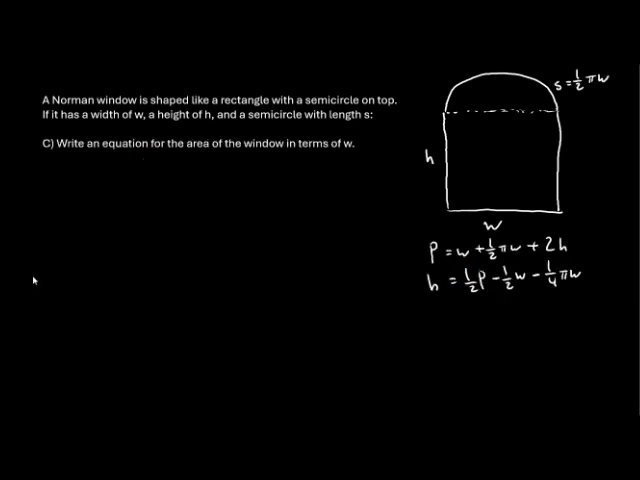Part C of this question asks us to write an equation for the area of the window in terms of w. We'll have to make a note that the area of the window will equal the area of the rectangle plus the area of the semicircle. The area of a rectangle will be the length times the width.